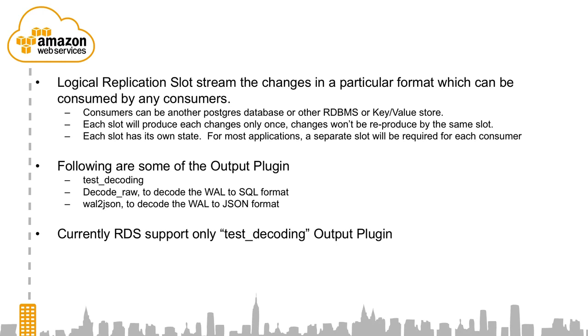While creating the replication slot, we will name the replication slot, and a consumer can consume from the particular replication slot. If you have different applications, then we may need to create a separate replication slot for each application. Each slot will produce the changes only once. Once the changes are consumed from the particular slot, the changes are not reproduced by the same slot. So once consumed, the changes cannot be reproduced.